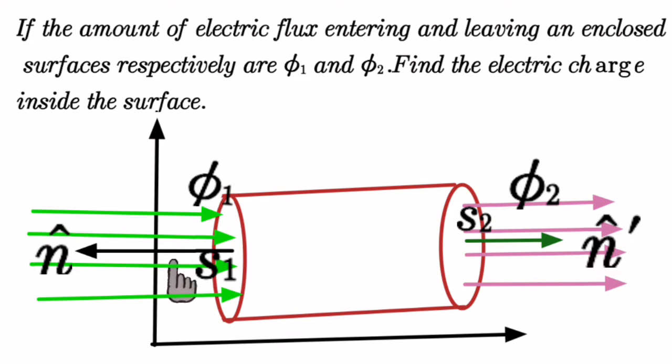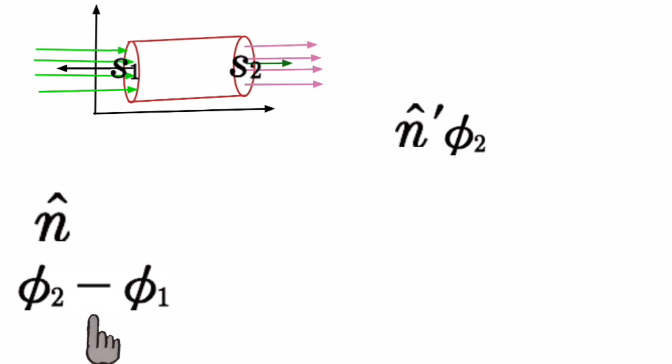We know for closed surfaces the direction of the unit vector of the area vector is perpendicular, out of the plane of paper, and for open surfaces it depends on the direction of the perimeter. See in the figure the field lines entering into the cylinder through S1 and leaving the cylinder through S2. That is, the net flux of the cylinder is phi2 minus phi1.